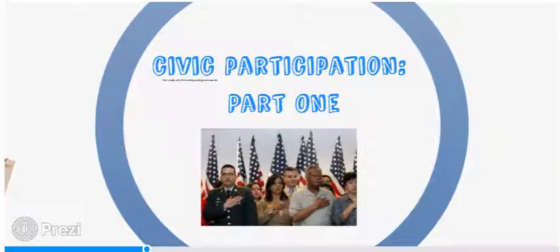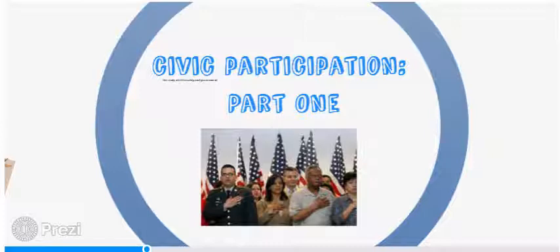All right, ladies and gentlemen, welcome to Civic Participation Part 1. So in our last lesson, we talked about political parties and how the two of them in our major two-party system came to be. We also talked about the differences between them and how they both have competing interests and how they have to compromise and come together in order to benefit the American people.